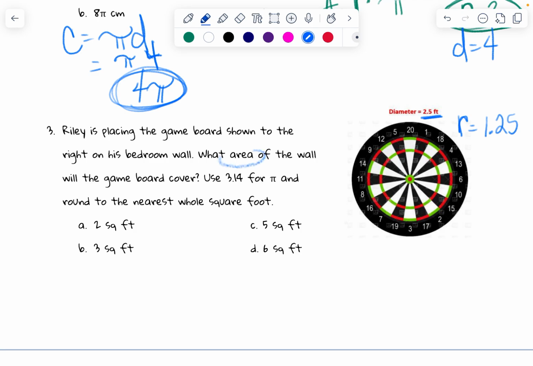What is the area of the wall? What area of the wall will the game board cover? So area is pi times r squared. So we're going to take 3.14 times 1.25 squared.